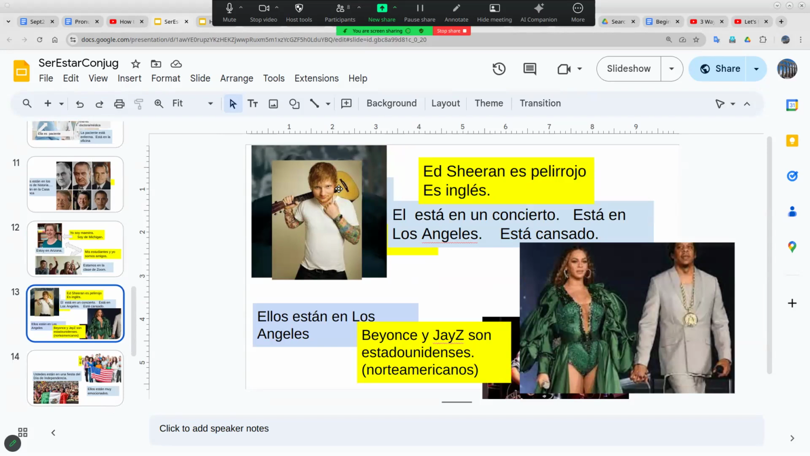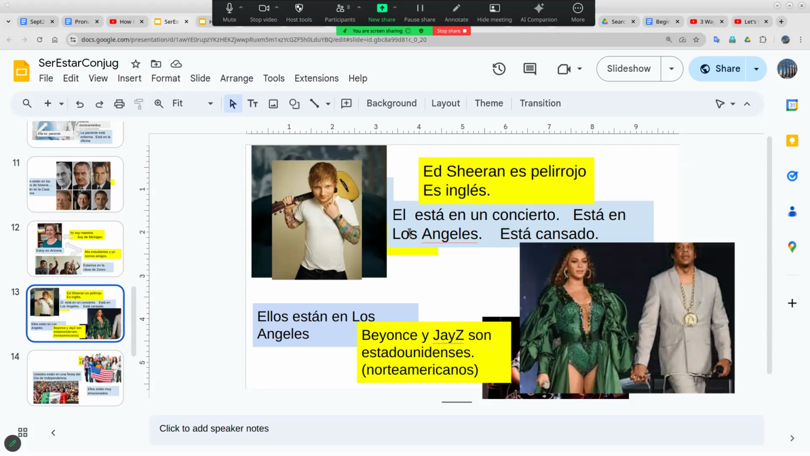Ed Sheeran es pelirrojo. His hair color. He's a redhead. It's a characteristic he can't change. Es pelirrojo. Es inglés. He's English. Es inglés. His nationality, where he's from.